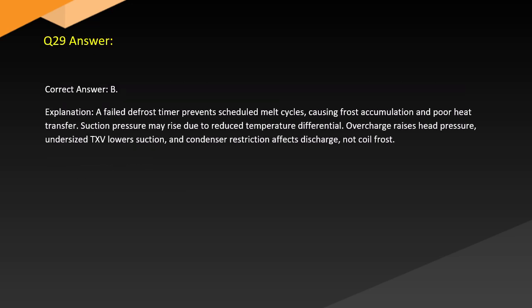Answer. Correct answer: B. Explanation. A failed defrost timer prevents scheduled melt cycles, causing frost accumulation and poor heat transfer. Suction pressure may rise due to reduced temperature differential. Overcharge raises head pressure, an undersized TXV lowers suction, and condenser restriction affects discharge, not coil frost.